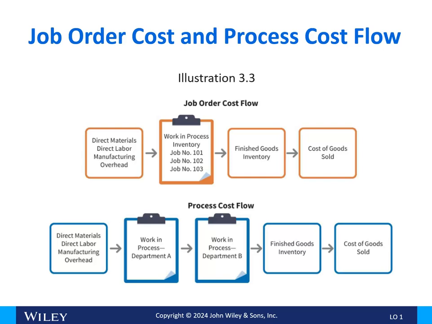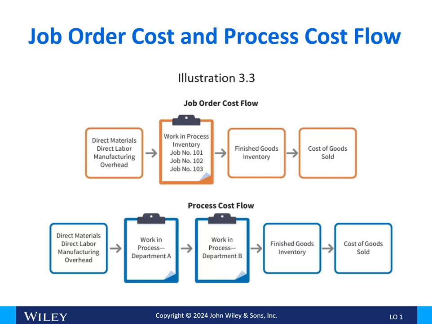This top graphic is what we looked at in Chapter 2 again with the job order cost flow. We had direct materials, direct labor, manufacturing overhead. It went to work in process, and we had one account, work in process inventory, with multiple jobs within that account. Once a job was finished, it went to finished goods inventory, and then once sold, into cost of goods sold.